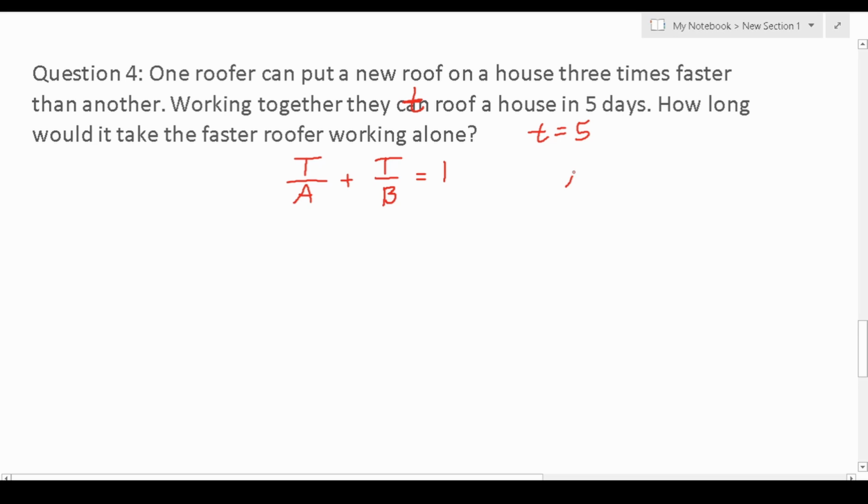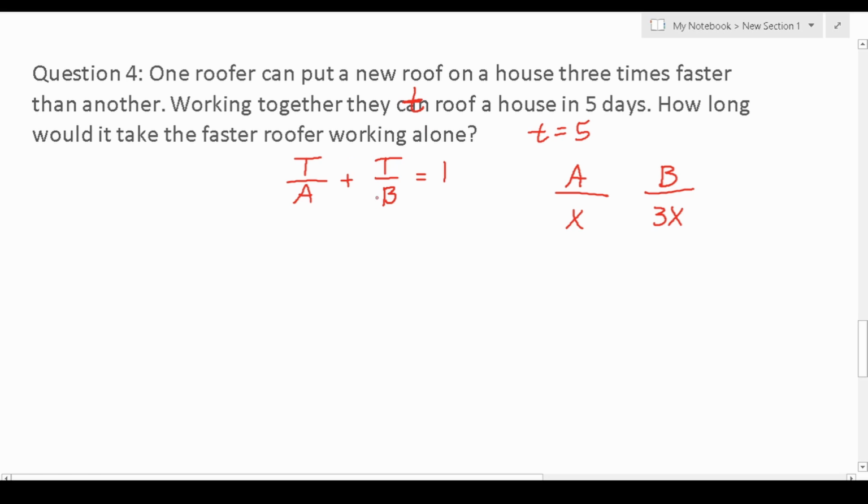Instead, we're told that one roofer can put a new roof on a house 3 times faster than the other. So if I let A refer to the faster roofer and B refer to the slower roofer, I'm going to say roofer A takes x amount of days to put a roof on a house, which means roofer B, who works 3 times slower than roofer A, will take 3x to put a new roof on the house. And now in place of A and B, I can plug in x and 3x respectively, and then I'll just be solving for x to find out how long it will take the faster roofer to roof the house if he's working alone. So let's go ahead and do that.